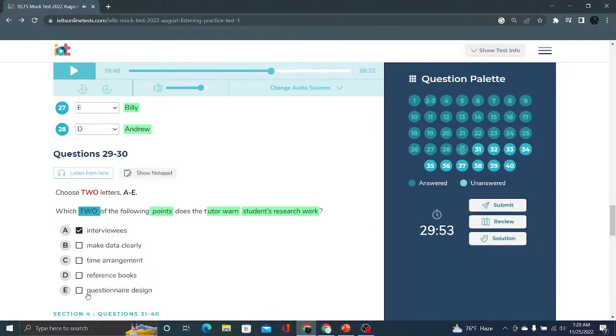Okay, he was asking about a questionnaire, but the lady was saying, I don't think you have enough time to design it and then analyze it. So that means D cannot be the answer at all, but it was already selected by mistake, but we have to select the correct one after listening to the answer. Okay, let's listen to it.